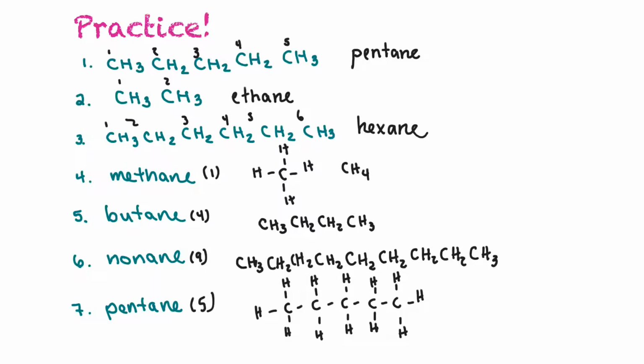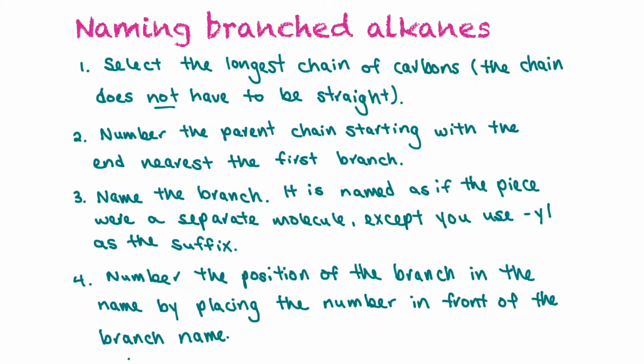And that's pentane. Now naming branched alkanes adds a little bit more of a challenge. You have to look and see which chain of carbon is the longest, and the chain doesn't have to be straight. So you have to make sure you look at all the different branches and try to find the longest chain possible. You'll number the parent chain starting with the end nearest the first branch.